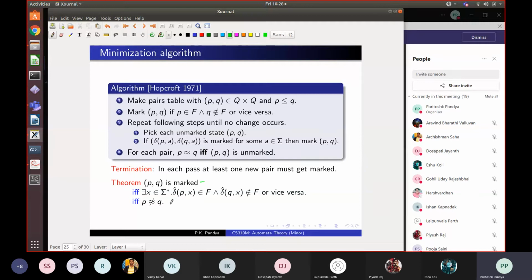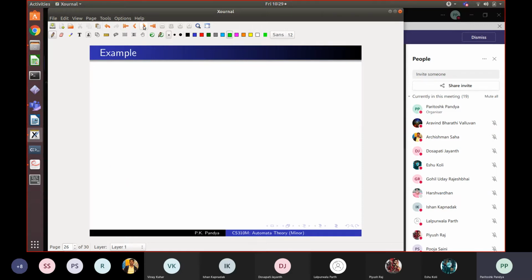So the first thing is equivalent to the third thing. And in the second, I am just writing the definition of P not equivalent to Q. That is, there exists some string X such that P on X goes to F. So this second line is the definition of the third line. And we say that PQ is marked if and only if P is not equivalent to Q. This is the claim of Hopcroft, and we will be doing this proof today. But before we do this proof, I want to go through some examples of this algorithm, so that your intuition gets clear.